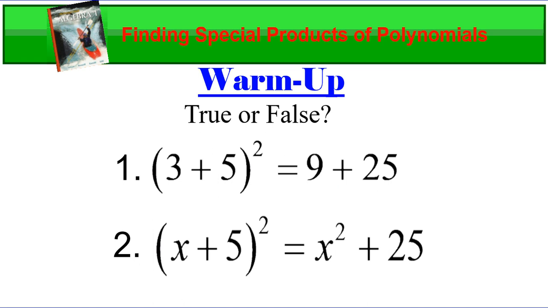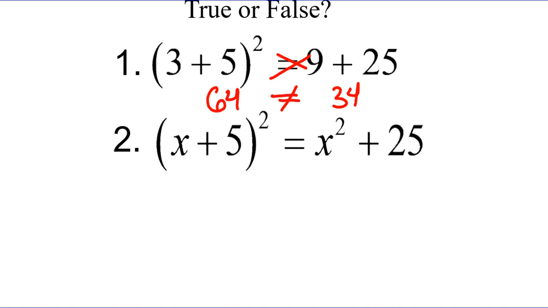Okay, what you should have discovered is it actually turns out that these are false. You cannot do this. 9 plus 25, 3 squared plus 5 squared is 34. But if you do order of operations correctly, 3 plus 5 is 8, and 8 squared is equal to 64. And 64 does not equal 34, so this is false. You cannot simply just distribute the power into each of those and square both of them and then add. You have to do something else entirely different, which is what we're going to look at today, which means that this is not going to be true.